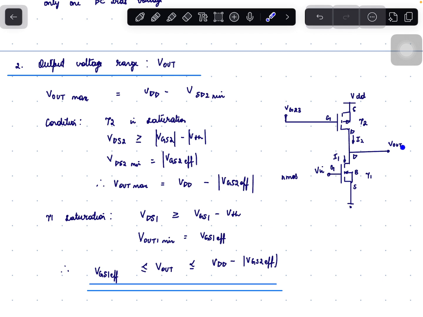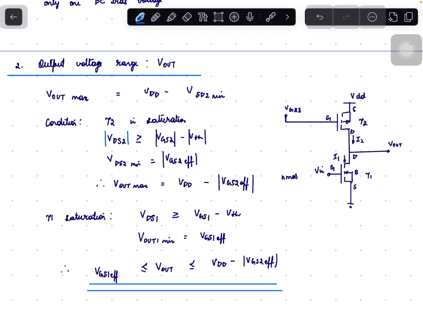Output voltage range. The output voltage Vout cannot go to a maximum value equal to VDD because the transistor T2 has to be in saturation. The condition for saturation here is, for T2, that VDS2 should be greater than VGS2 minus VTH. Since this is a PMOS, we have to write that the VDS2 magnitude should be greater than or equal to the VGS2 magnitude minus VTH.